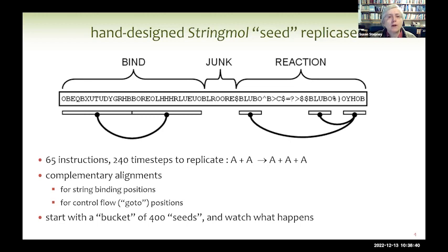It's complementary alignments, as I said. So the string binding positions are in this area, and there's also some other complementary ones here for flow control. And then there's a little bit of junk here to allow a little bit of neutral evolution as well. And so we start with a well-mixed bucket of 400 copies of this replicator, and just watch what happens.